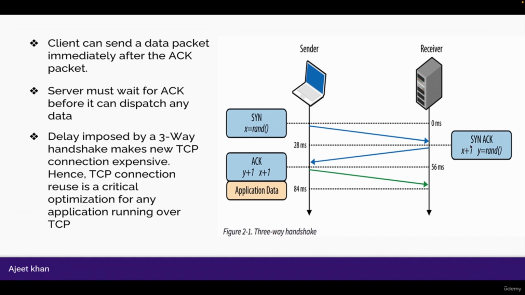to reach the destination. The receiver receives the SYN packet, increments the number x by 1, and chooses another number y, which is also random, and then it sends a SYN-ACK packet. This SYN-ACK packet is received by the sender at 56 milliseconds, and then it increments both numbers and sends out an ACK packet. Along with this ACK packet it can also choose to send application data.